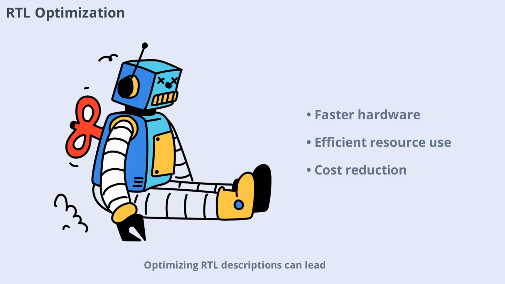Optimizing RTL descriptions can lead to faster and more efficient hardware. By minimizing the number of operations or reusing hardware components, designers can improve performance and reduce costs. RTL optimization is a key step in creating high-quality digital systems.